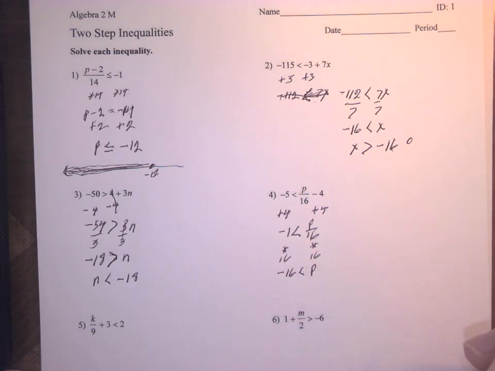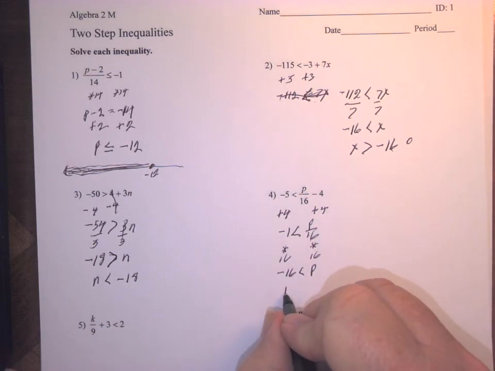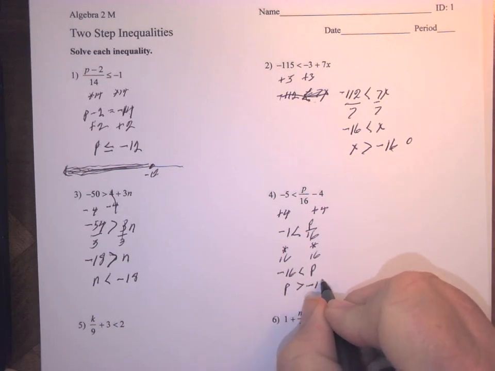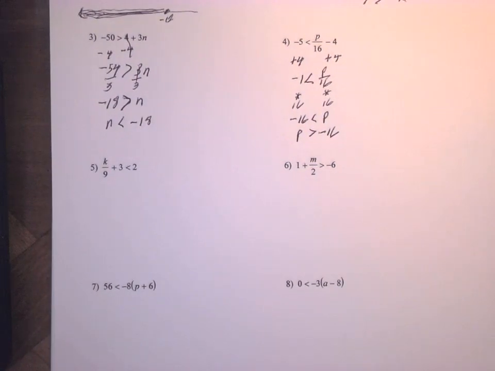I wish they just used x, but that's how it goes. And if we wanted to put it in proper order, we would put p is greater than negative 16. And I'm going to leave the last 4 for y'all, but they're pretty much the same.